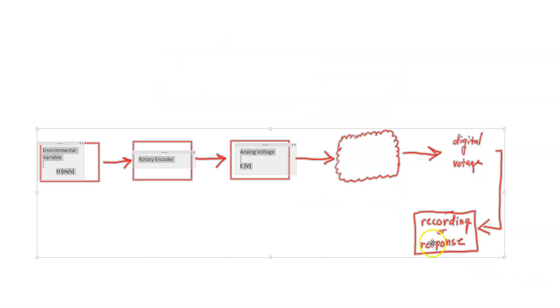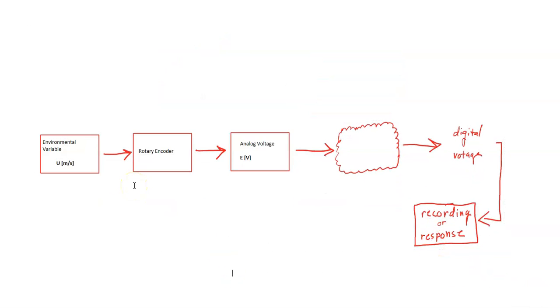And so what that looks like in a block diagram is like this here. So we have our environmental variable. We're calling it U. That's the wind speed in meters per second. And that's interacting with our rotary encoder, and it's causing that rotary encoder to output an analog voltage. We're going to call that E, and it's measured in volts. And then something has to happen to that analog voltage so that we can turn it into a digital voltage that we can then record or make a decision off of in our system to have some kind of response.